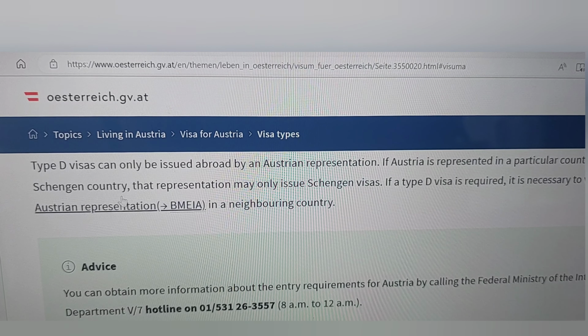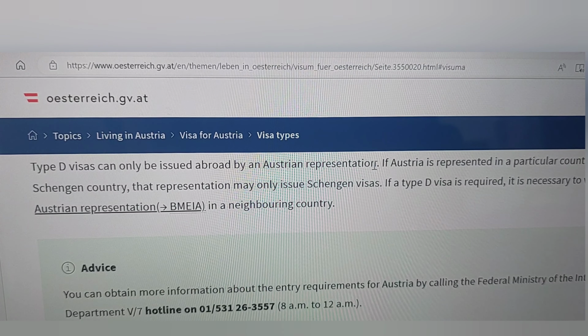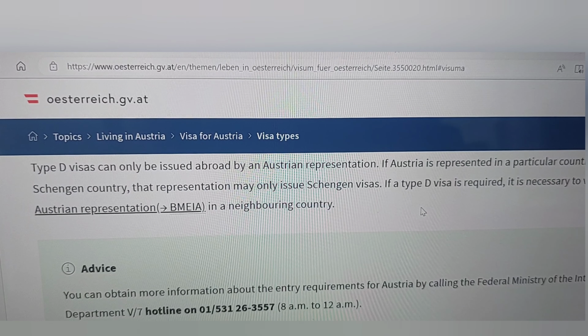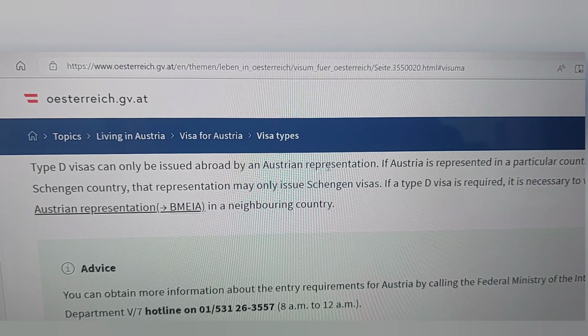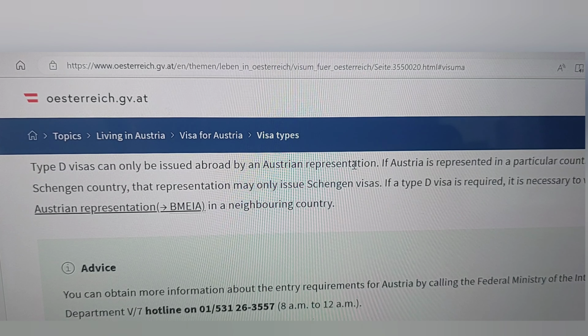Type D visa can only be issued abroad by an Austrian representation, so you will not be scammed if anybody tells you that Austria is giving visas anywhere. It can only be given by an Austrian representation, as you guys can see it.